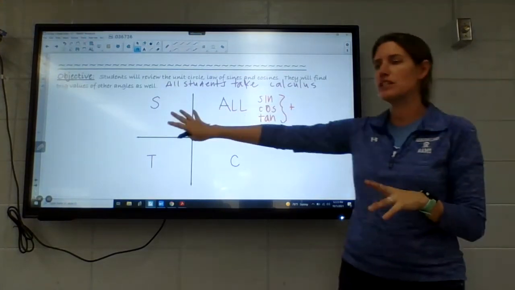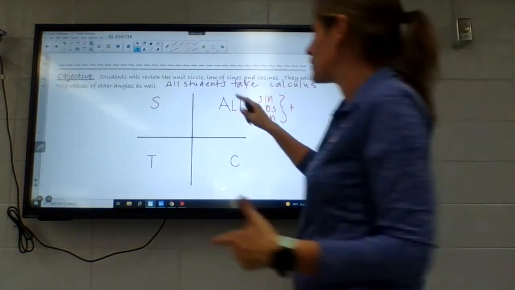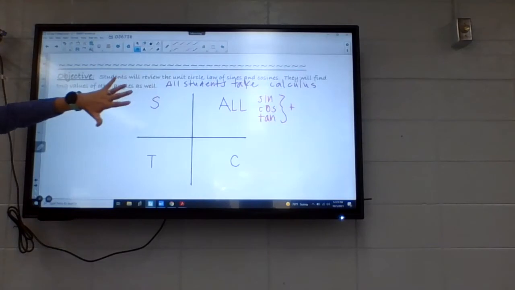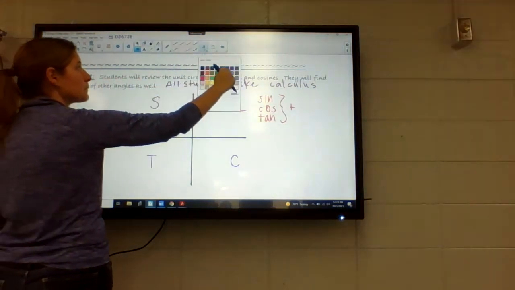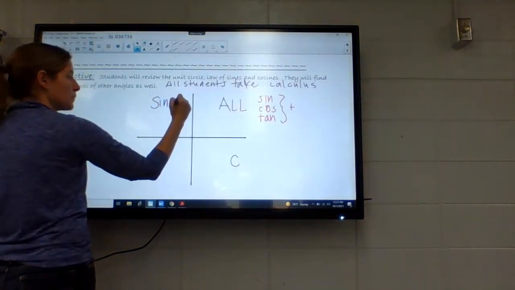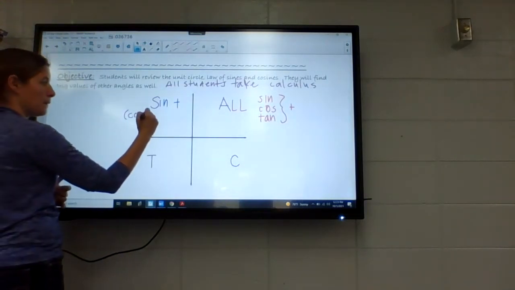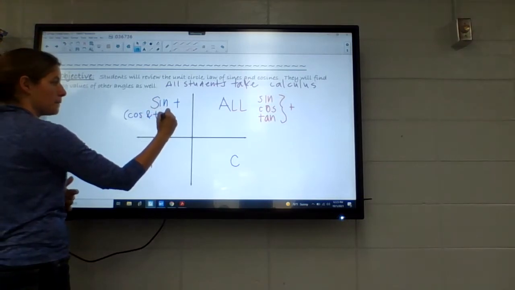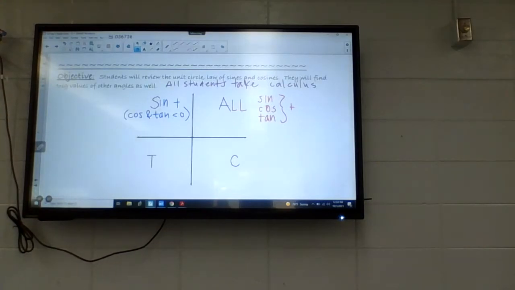Now the next one does not actually stand for students, that's just the way to remember it. What do you think it stands for? Sine. So in this quadrant, only sine is positive. The other two are going to be negative. So sine is positive here. So that means cosine and tangent would be negative. And the way they're going to show that is they're going to write "less than 0" a lot. So like greater than or less than 0, so it's negative. So cosine and tangent are less than 0 there.